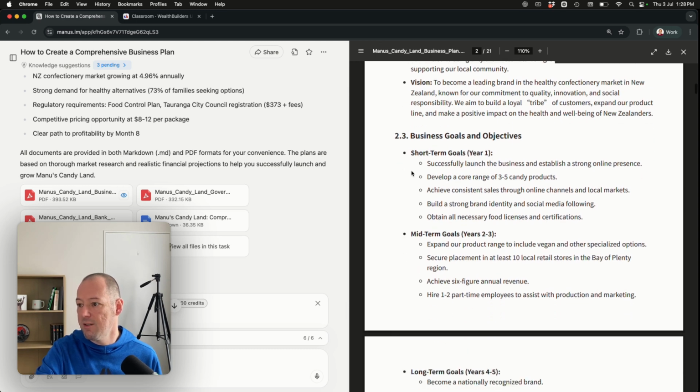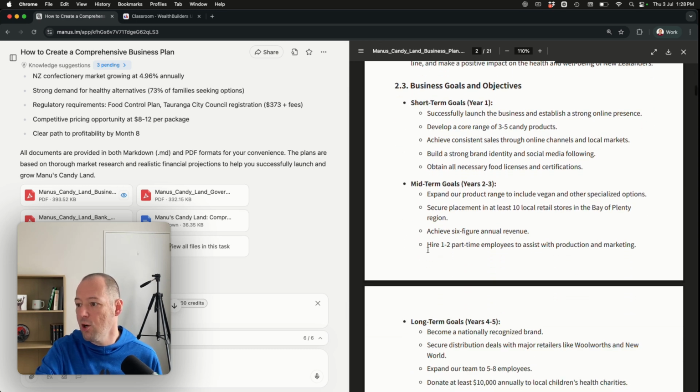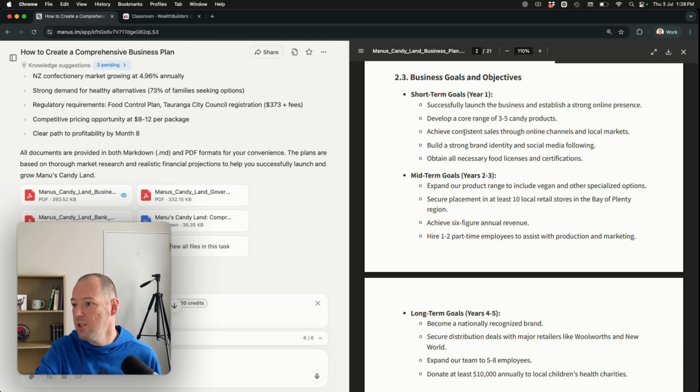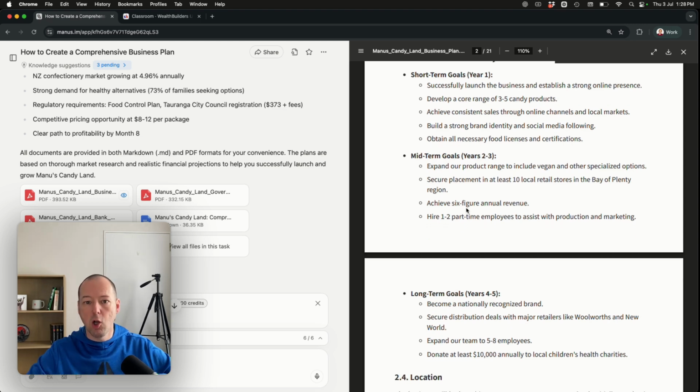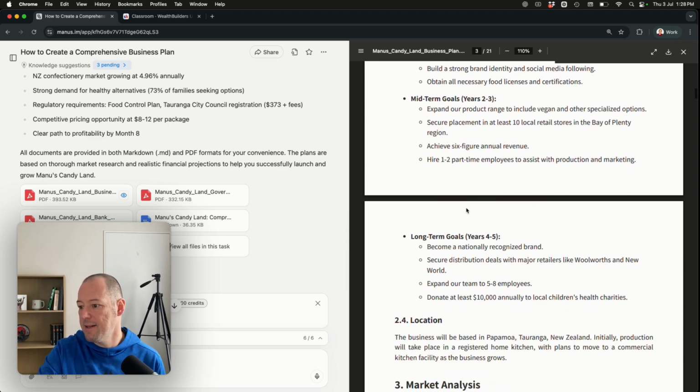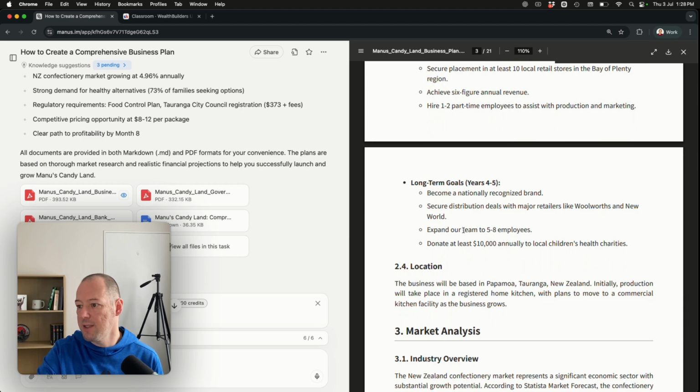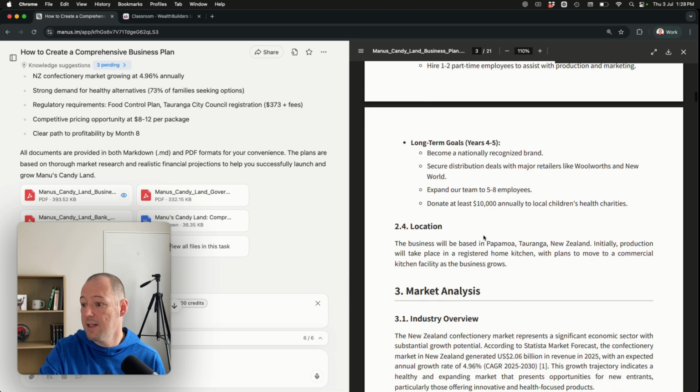Business goals and objectives, short-term goals, mid-term goals, long-term goals. So it really shows me everything I need to know, like develop a core range of 3 to 5 candy products. Then you actually increase your products. You increase your local and your regional influence. Then our long-term goal is to be nationwide in distribution. So this is when the whole online thing kicks in.